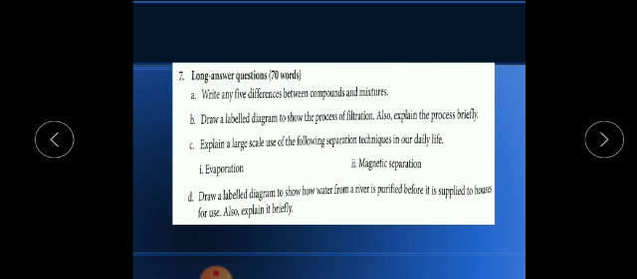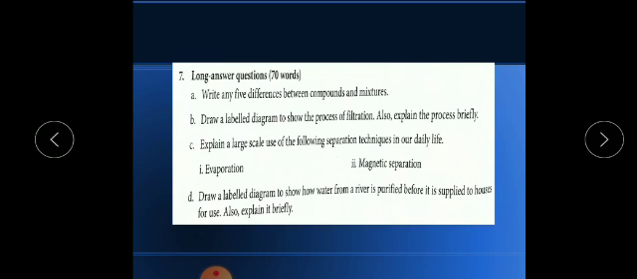All right children, now magnetic separation also. Magnetic separation is used in dump yards and all. Government bodies separate the iron and all metals from all the garbage through this magnetic separation technique.